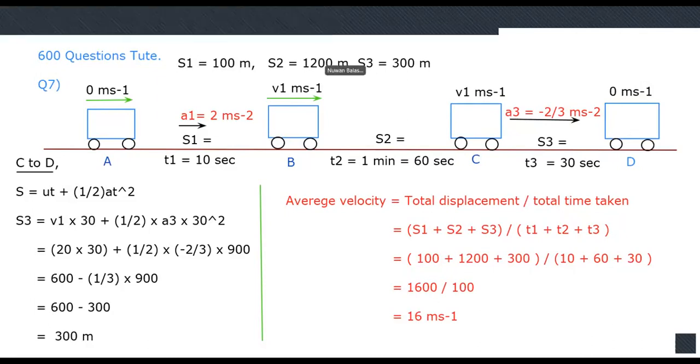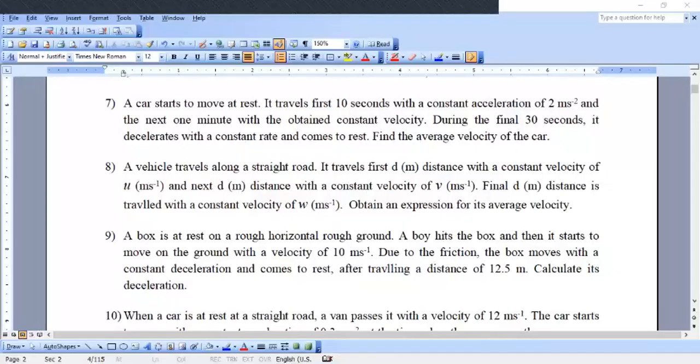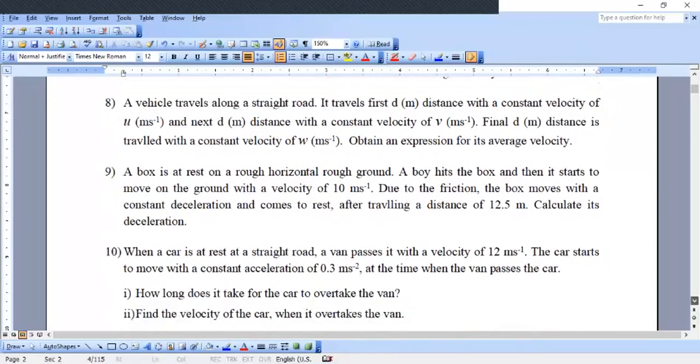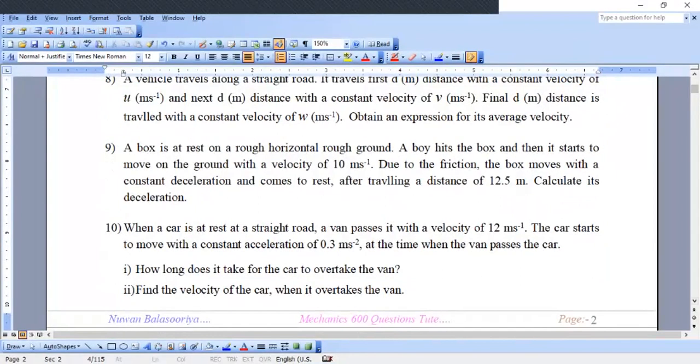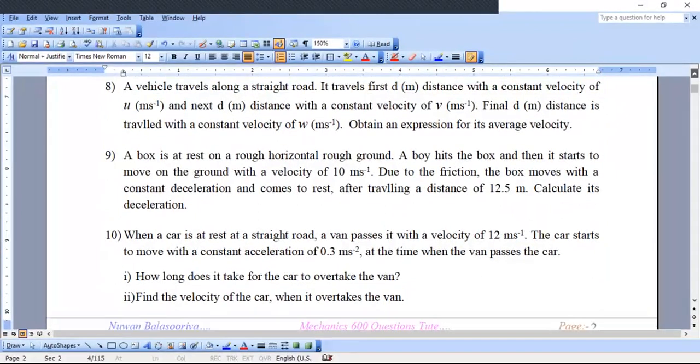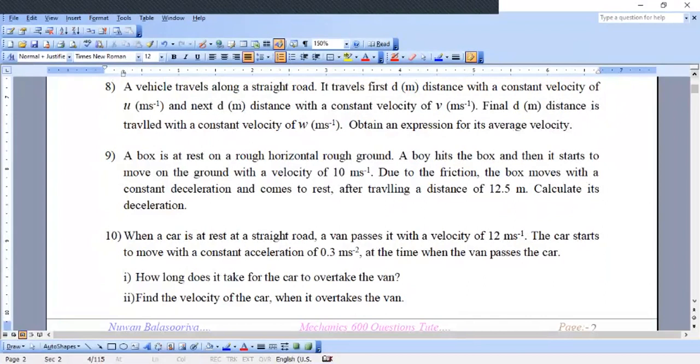So let's go to the next question. We have completed question number 7. We should discuss now 8, 9, and 10. Okay, somebody please unmute the mic and read question number 8. Start.